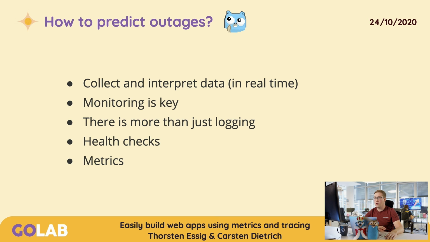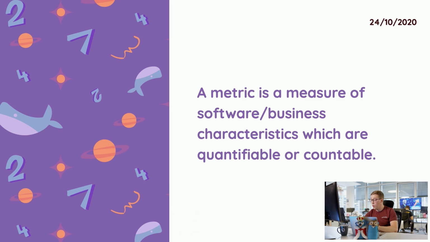Health checks are already going in the right direction, so they at least tell us if part of our application is working or not. But due to the complexity of the applications, they're usually not just up or down, and we need more insights that are offered by metrics. So what is a metric, or what are metrics?